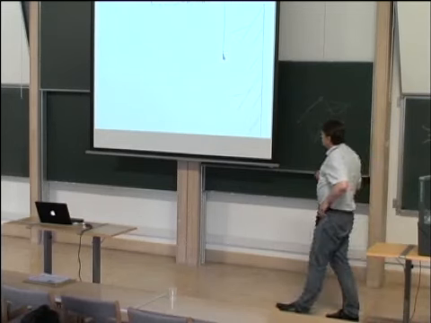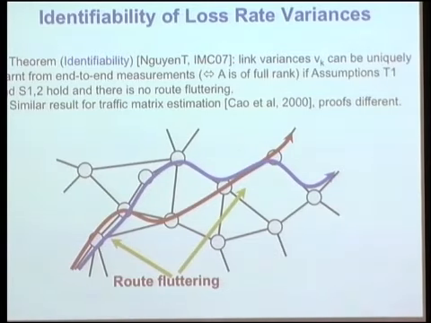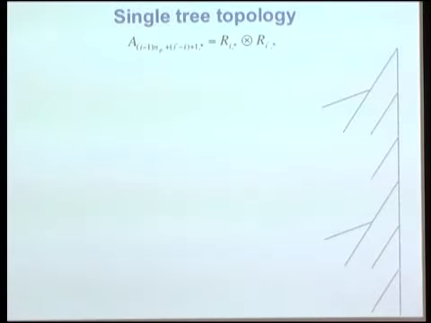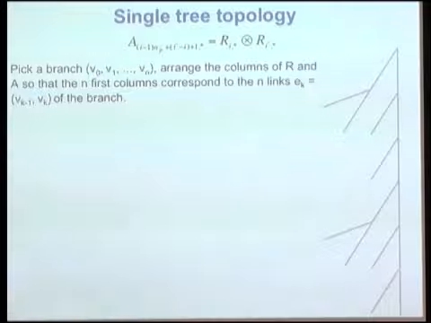So the proof of the theorem, well, essentially it's easy in the case of a tree. It's a little bit more difficult in the case of a mesh network. So if I have a tree, well, what you do is you pick a branch of a tree. Say, for example, this tree here is rooted in B. You pick a branch of the tree, and you arrange the columns of the routing matrix R and A so that the n first columns correspond, remember that columns correspond to links, to the n links of that branch of the tree. And then you consider one link after link, the edge after edge of this branch here.